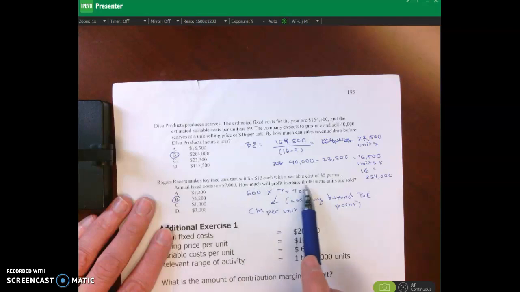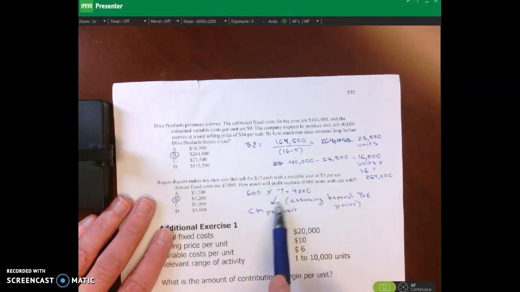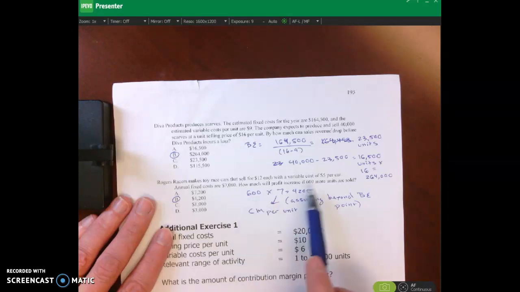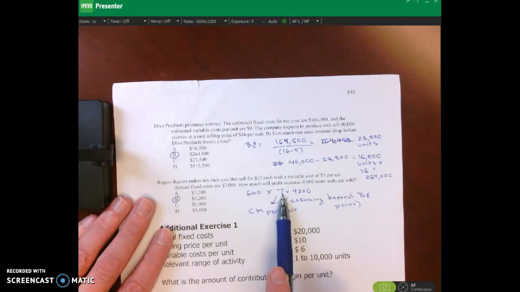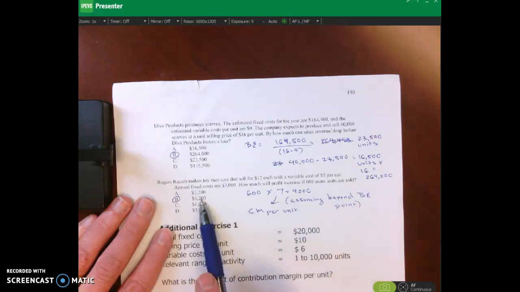How much will profit increase if 600 more units? Well, I'm assuming I'm beyond the break-even point, so all I have to do is multiply the 600 additional units times my $7 of contribution margin per unit, which gives me $4,200. This is total additional contribution margin, which then translates into total additional profit, assuming we are beyond the break-even point.